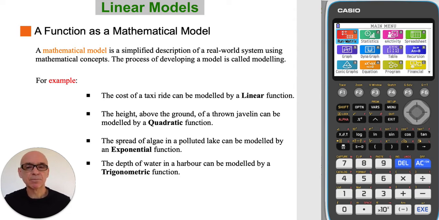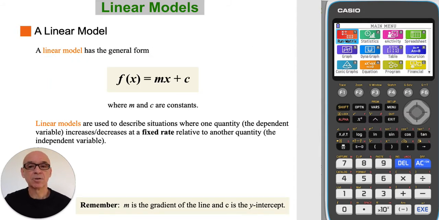A mathematical model is a simplified description of a real-world system using mathematical concepts, and the process of developing a model is called modeling. For example, the cost of a taxi ride can be modelled by a linear function. A linear model has the general form f(x) = mx + c, where m and c are constants.